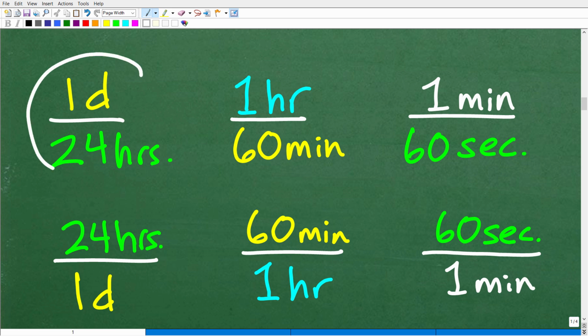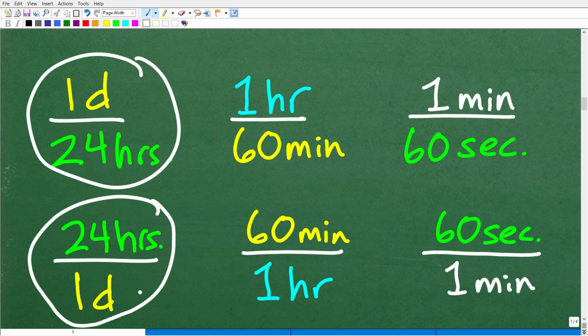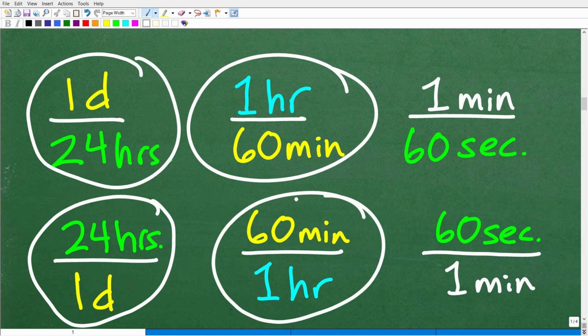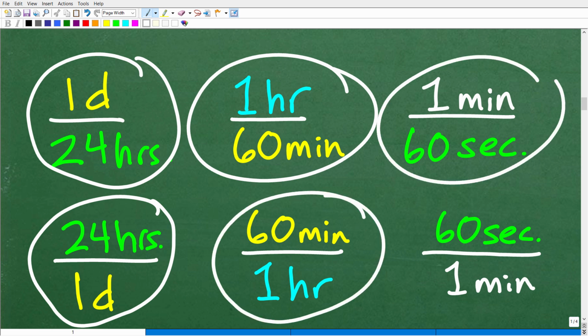So 1 day, 24 hours. Now, I can write that this way, or I can write it this way, 24 hours to 1 day, okay? Or I can have 1 hour to 60 minutes, or 60 minutes to 1 hour, okay? Or 1 minute to 60 seconds, or 60 seconds to 1 minute.